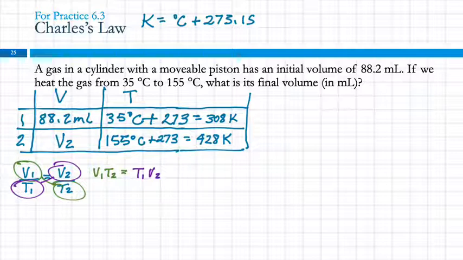Got rid of the fractions, now it's easier to rearrange. I'm trying to solve for V2, so I want V2 by itself. I'm going to divide by T1 to get V2 all by itself, and I have to do the same thing to both sides. V2 is equal to V1 T2 over T1.